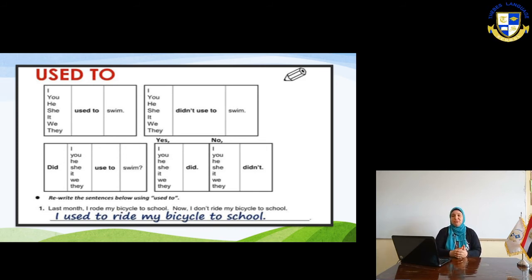We use used to with all the pronouns: I, you, he, she, it, we, they. Used to swim. Okay, this is a very simple structure. If we want to make it negative, we will say, I didn't use to swim. So it's easy. I used to swim. If you want to make it negative, you say, I didn't use to swim.